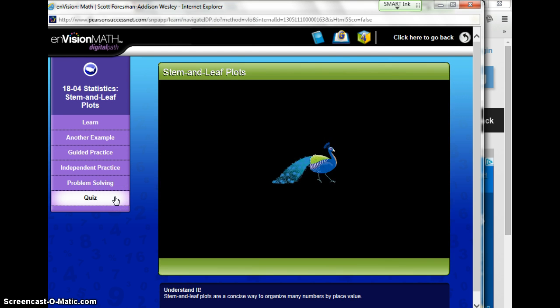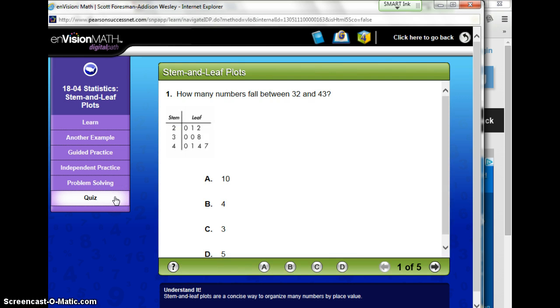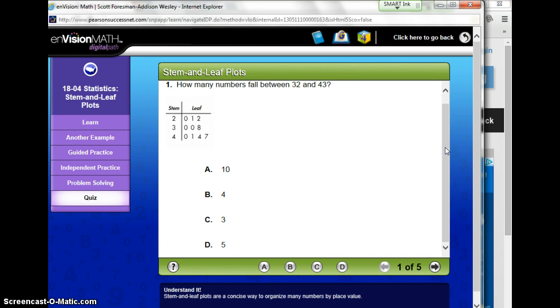We're going to look at a few stem and leaf plots and try to answer some questions about them. Here's our first one. How many numbers fall between 32 and 43? Caden? 3 of them. What are they? 38, 40, and 41. She's correct.